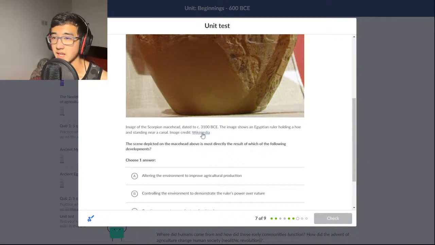Image of the Scorpion mace head dated to 3100 BCE. The image shows an Egyptian ruler holding a hoe and standing near a canal. Sorry, children.